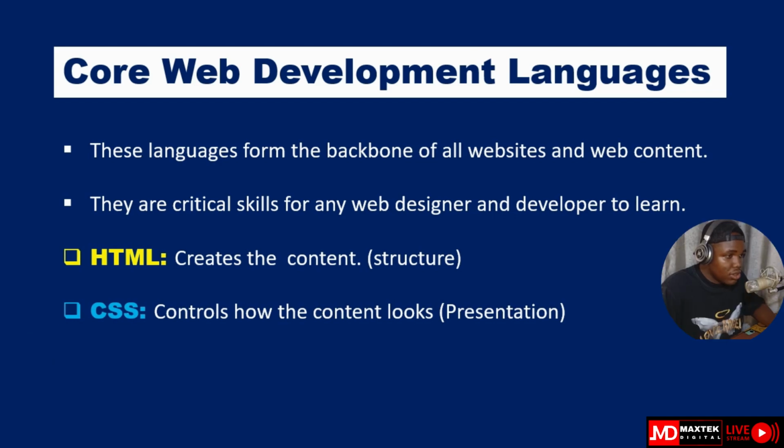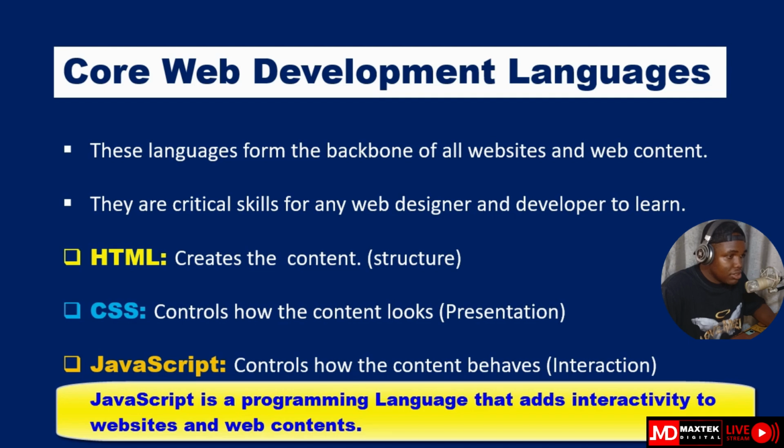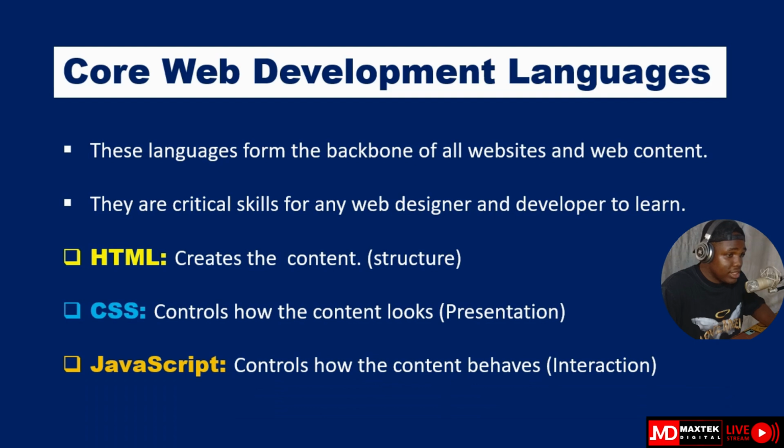The third language is called JavaScript. JavaScript is responsible for creating interaction on your web pages or your web content. It controls how the content behaves. For example, when a user visits your page and interacts with a form or other elements on the page, that is controlled using JavaScript. When you complete a form on a website, that interaction is handled by JavaScript. When you click a button on a website, that is also an interaction created by JavaScript.